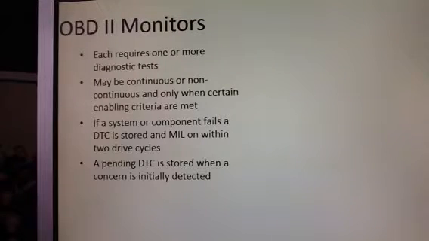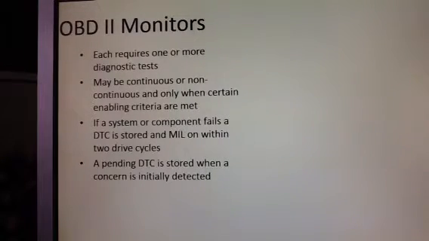Our onboard diagnostic 2 monitors each require one or more diagnostic tests. They may be continuous or non-continuous monitors, and run only when certain enabling criteria are met. So maybe it's a drive cycle, maybe it's just a warm-up cycle, maybe it's a thermostat monitor, where we have to have the vehicle be very cold and start from a cold state and reach all the way up to X amount of coolant temperature. So there are different criteria that need to be met for each one of these.